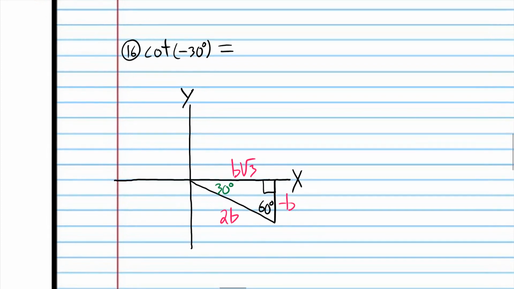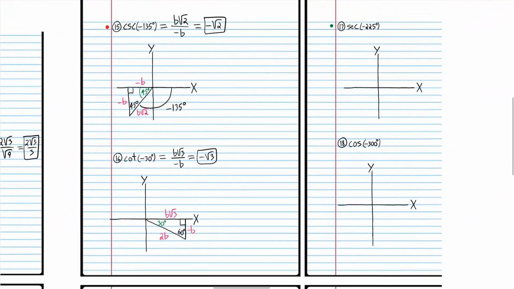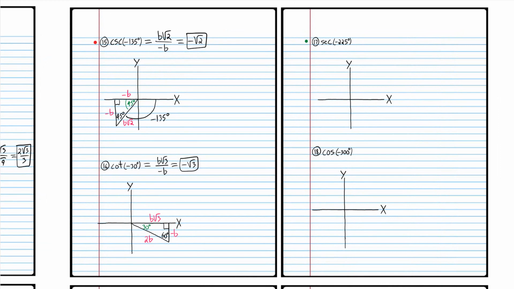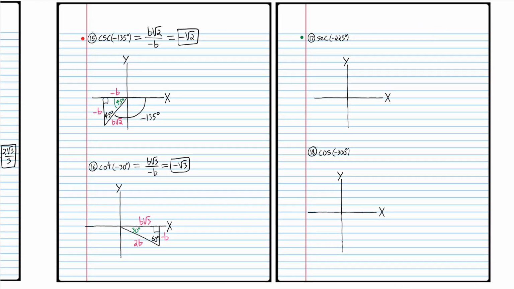So cotangent is the adjacent side of the reference angle divided by the opposite side of the reference angle, which simplifies to -√3. So those are some examples where we had negative angle measures and we were rotating clockwise. So try number 17. Remember to rotate clockwise, and when you come back, we'll do it together.